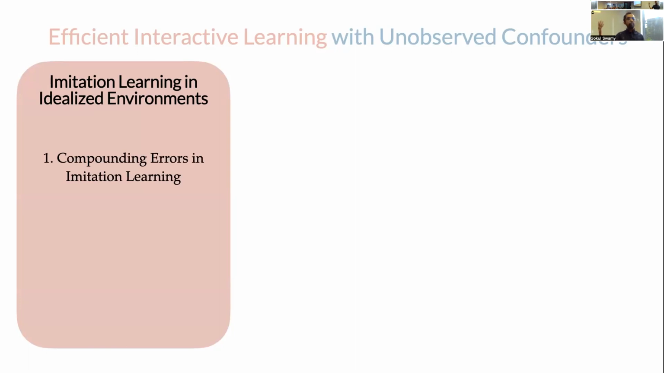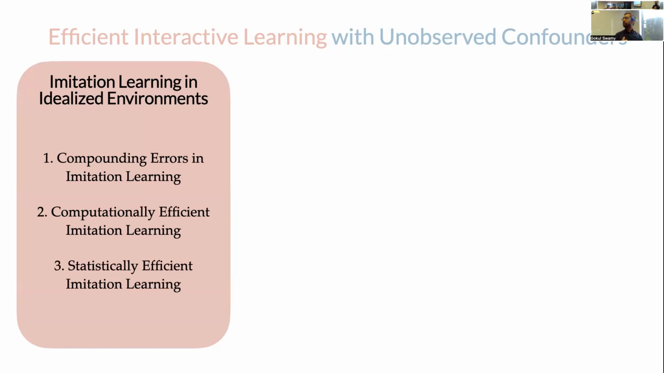I'm going to first talk about compounding errors in imitation learning and how different classes of algorithms are robust to them or not. I'm then going to talk about how we can have computationally efficient algorithms that are robust to compounding errors. Computationally here means minimizing the number of learner-environment interactions. And then I'm going to talk about statistically efficient algorithms, so we can minimize the amount of expert demonstrations required.